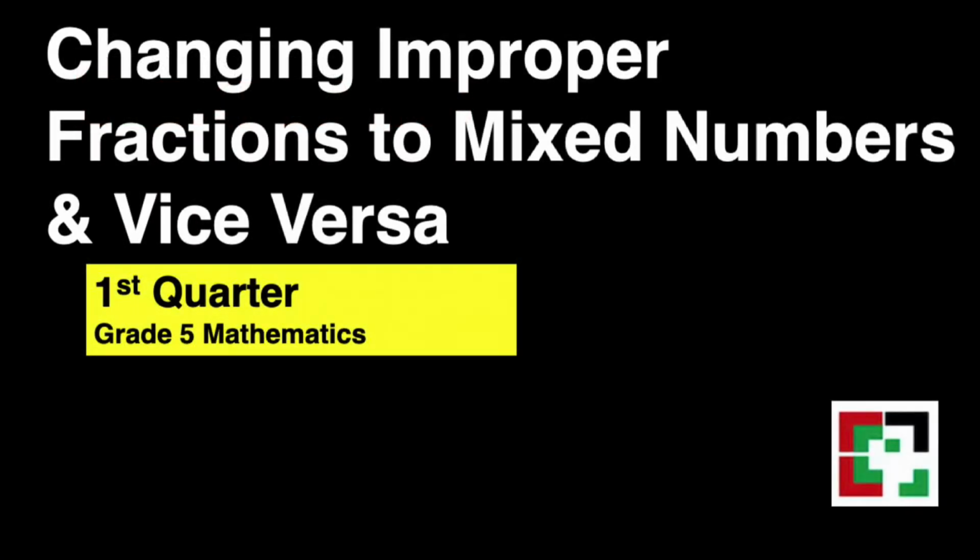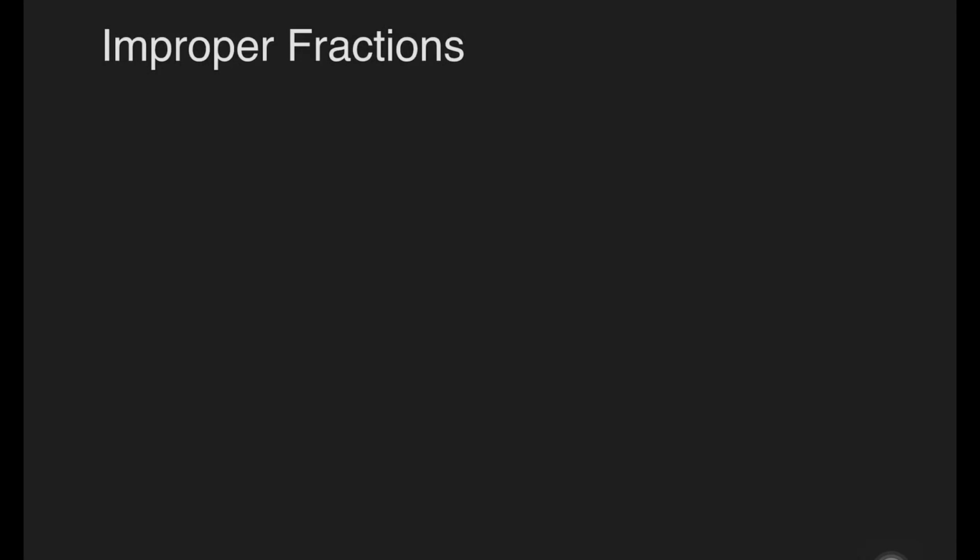This video is all about changing improper fractions to mixed numbers and vice versa. Okay, let's review first. What are improper fractions? Improper fractions are equal to 1 or more than 1. So, for example, if we have 3 halves and we check that the numerator is bigger than its denominator, it means this fraction is an example of an improper fraction.